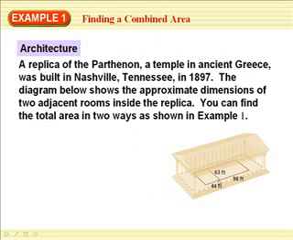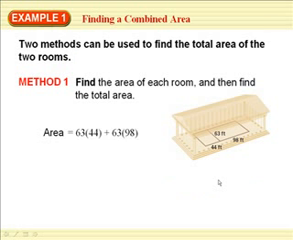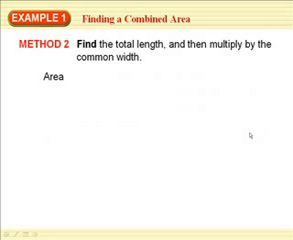So check this out. Architecture. A replica of the Parthenon, a temple in ancient Greece, was built in Nashville, Tennessee in 1897. The diagram below shows the approximate dimensions of 2 adjacent rooms inside the replica. You can find the total area in 2 ways, as shown in example 1. So, notice method 1, you could take the area of each room. Here's room 1 right here, and here's room 2. You just do 63 times 44. Then 63 times 98, and that's the area. You can also see that you're multiplying both of them by 63. So you could add up the side lengths first, then multiply by 63.